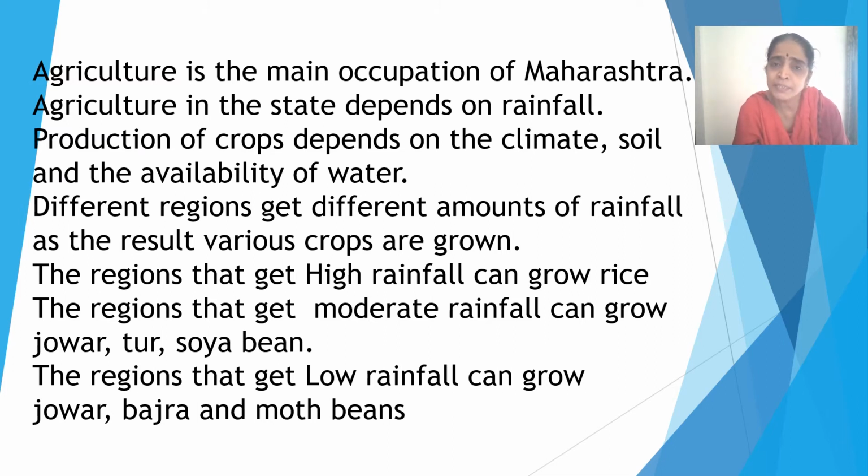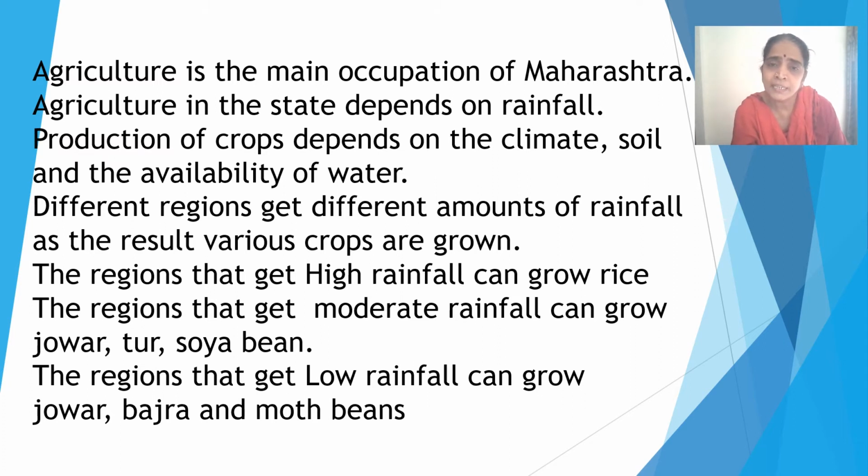At the same time, it is also depending on the climate: hot climate, cold climate, cloudy climate, and there are different climates which depend on crops. And one more important thing is soil. If the mud is good, the crops can be good. So the farmers depend on rainfall, soil and climate.